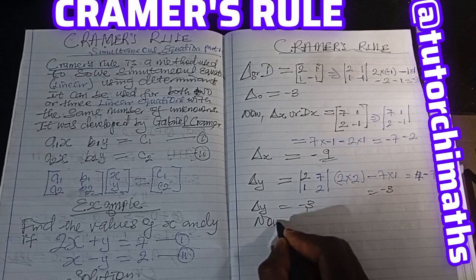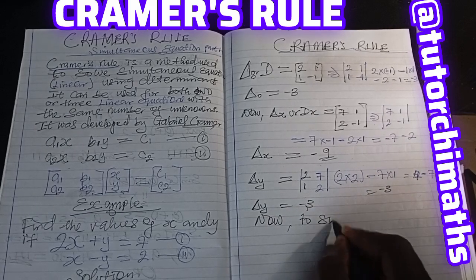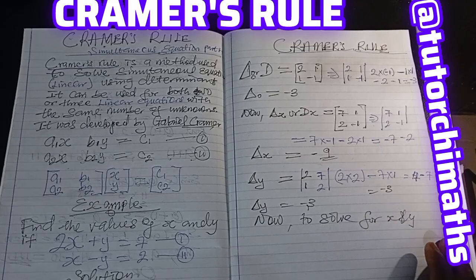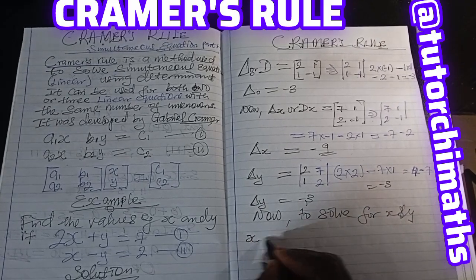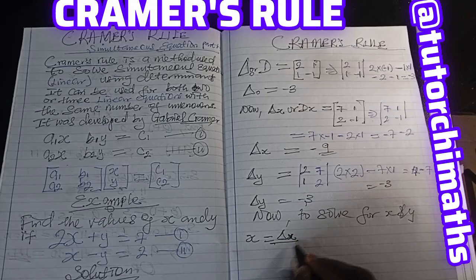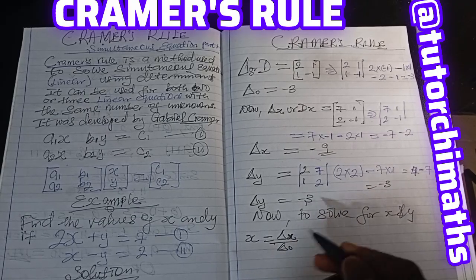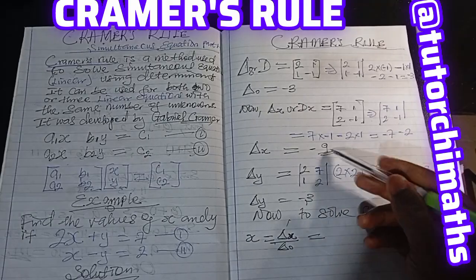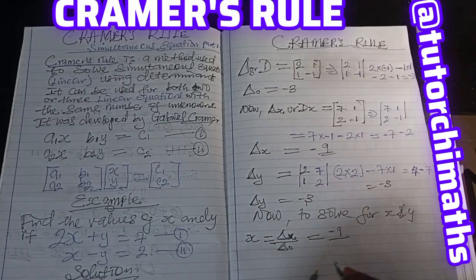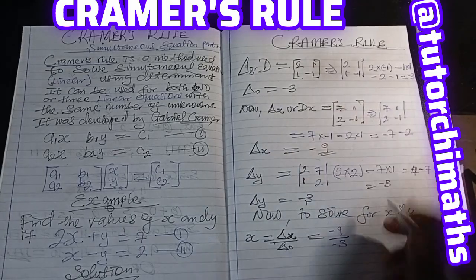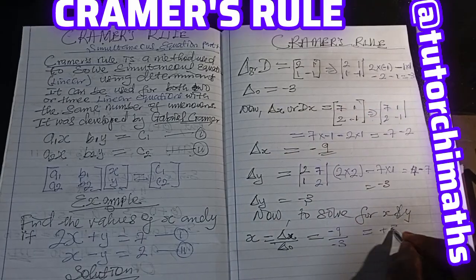Now, to solve for x and y, see what I'm going to do. I'm going to take the ratios. So x will be change in x divided by change in 0, or just change. We got minus 9 over minus 3, which is our change in 0 here. See it here. So we have positive 3. Good.